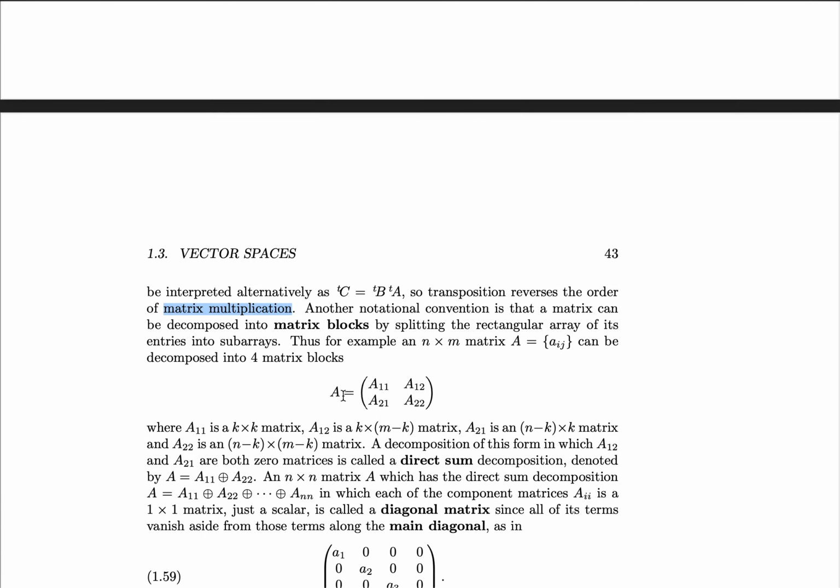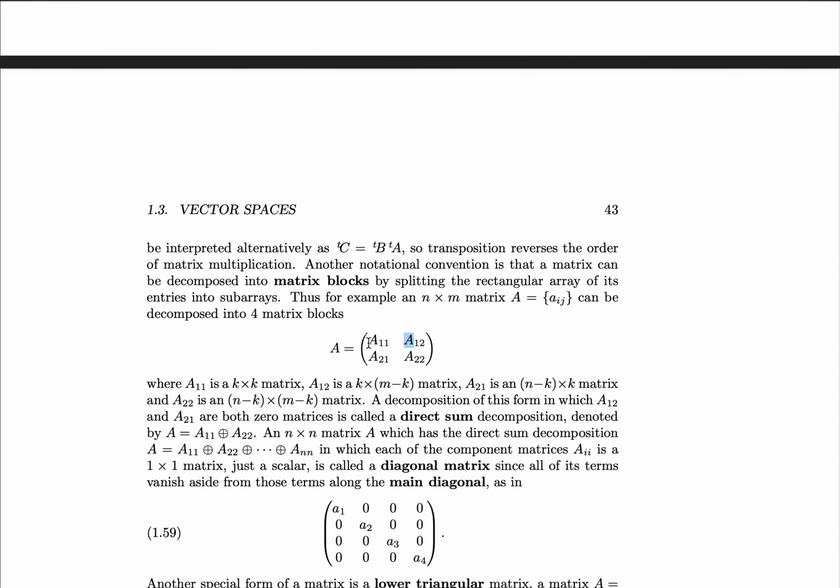Another notational convention that matrices use is that they can be decomposed into matrix blocks by splitting the array into subarrays. For instance, if you have an n by m matrix A, you can decompose it into 4 blocks in the following way, where you let A11 be some k by k matrix, where k is between 0 and the minimum of these two, and then A12 is k by m minus k, A21 is n minus k by k, and A22 is n minus k by m minus k. A decomposition in which A12 and A21 are both zero matrices is called a direct sum decomposition, where you denote that A can be represented as A11 direct sum with A22.